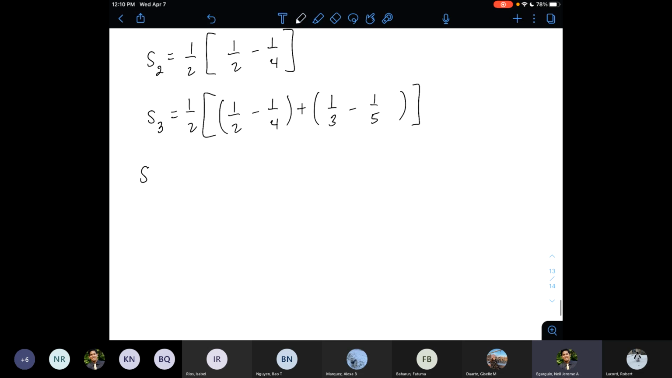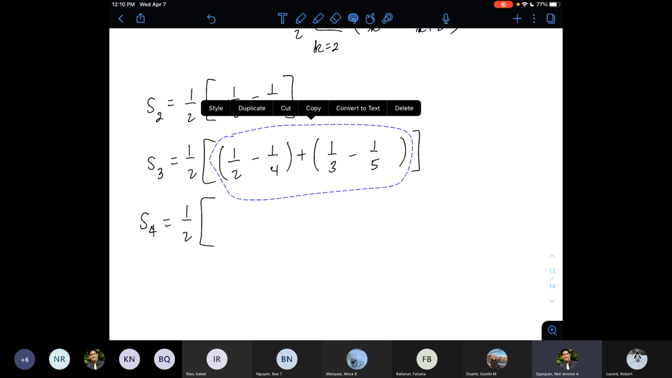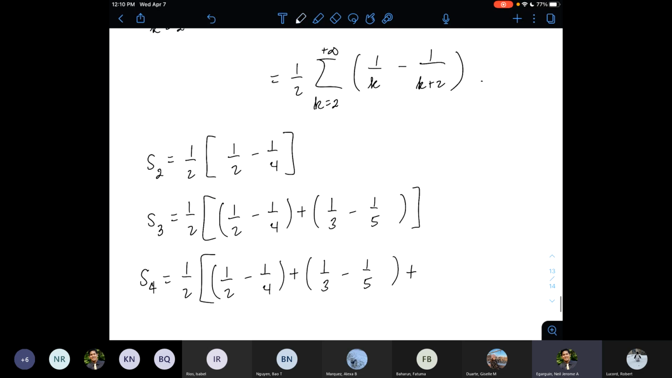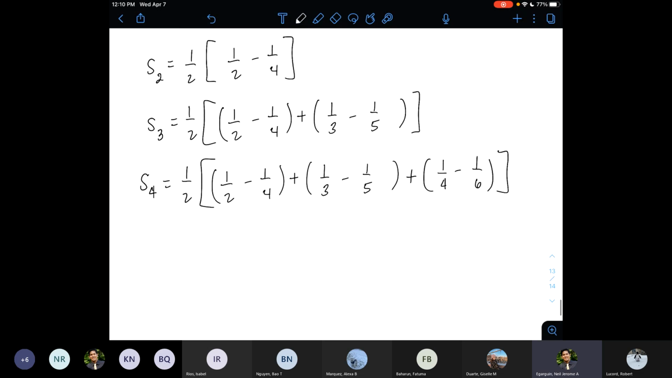So I'll go to S4. For S4, it's going to be the sum of the first 3 terms. So we already knew that this will comprise the first two terms, plus the third term, which would be the case when k is equal to 4. Plug in k equals 4 there. So we get 1/4 minus 1/6. And I guess here we can do something because I have a 1/4 here and I had a minus 1/4 there. So it looks like there would be 4 terms left.